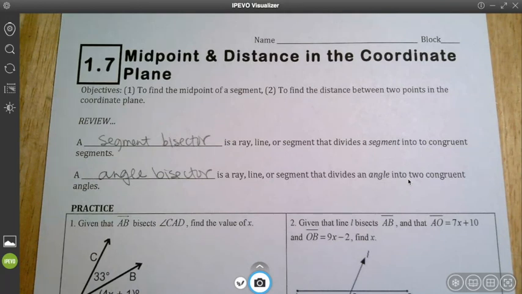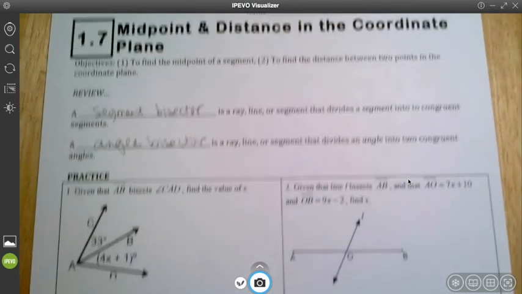Now, it may seem silly that I'm emphasizing this so much. However, it's very common to be told that you have a segment bisector and then try to use that to cut an angle in half. So I want you to really pay attention that a segment bisector is cutting a segment in half and an angle bisector is cutting an angle in half. So let's take a look at these practice problems.